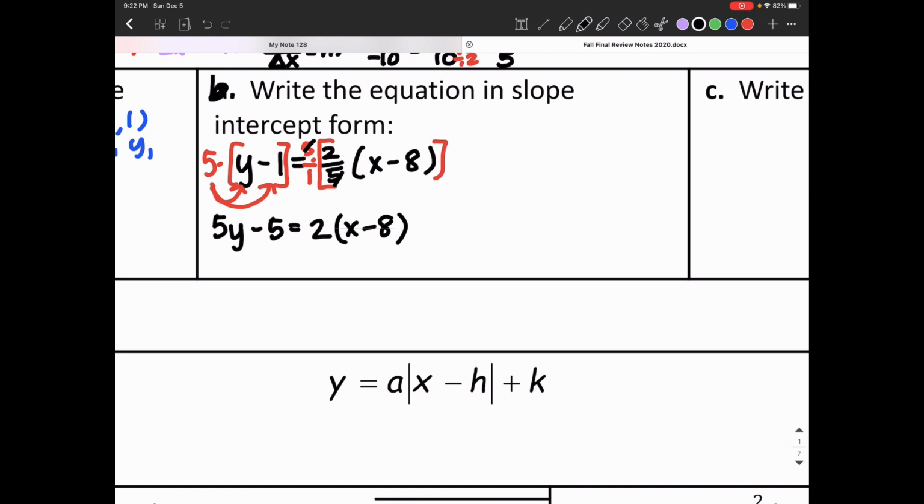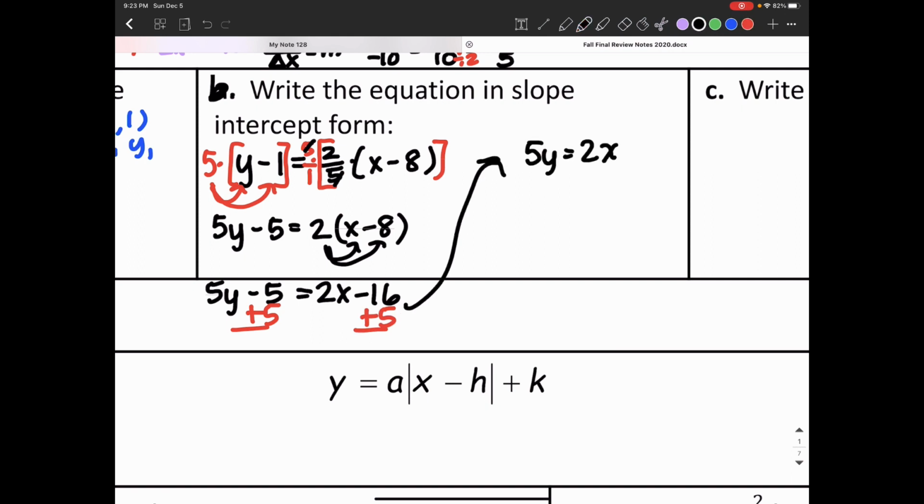Remember that this is all multiplication, so this 5 only cancels out, or you're only multiplying it to that fraction in front of the parentheses. Then I'm going to distribute this 2 to the x and to the minus 8, and I'll get 2x minus 16 on the right-hand side. So I'll have 5y minus 5 is equal to 2x minus 16. I'm going to add 5 on both sides to eventually get the y by itself. I'll end up with 5y is equal to 2x minus 11.